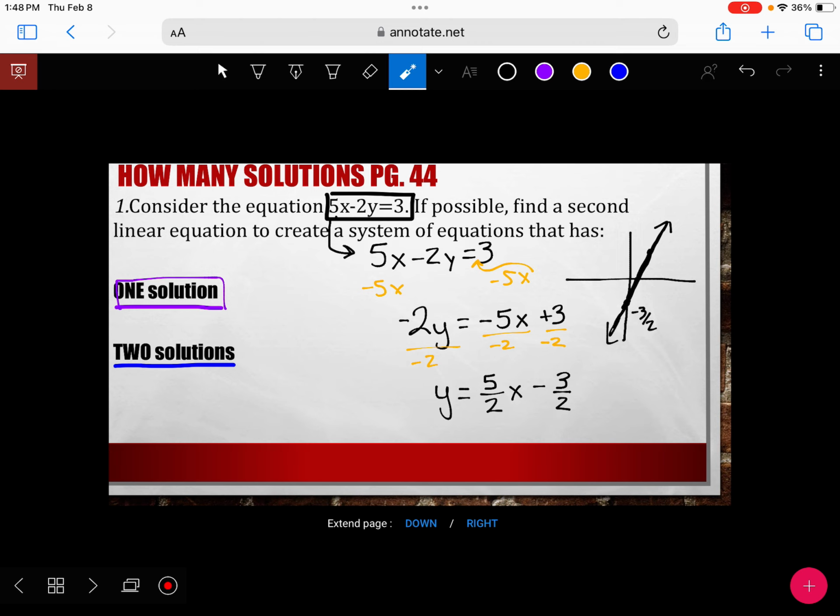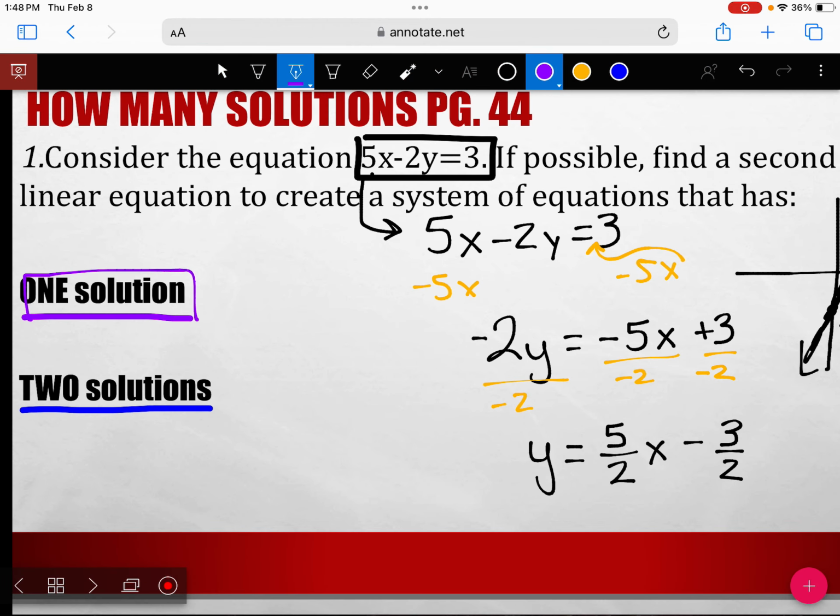Okay, so as long as it's not a parallel line. Do we remember how we can tell a parallel line from an equation? What do they have the same? The slope. So as long as it has a different slope, we'll be good. So for one solution, I need any line that has a different slope.